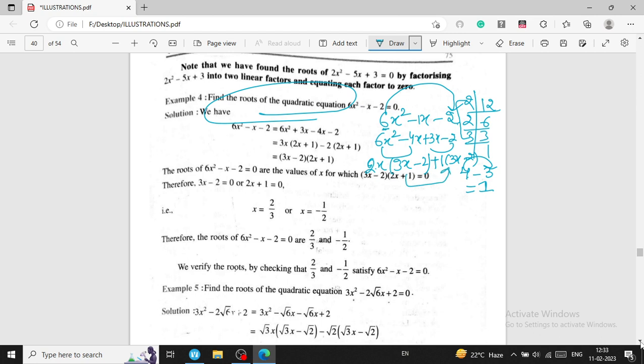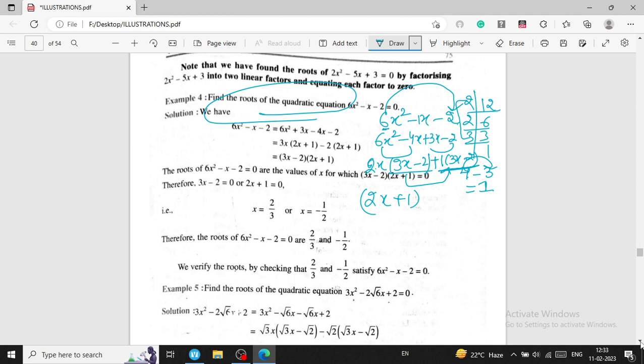If these two brackets are not the same, then you cannot say that your factorization is correct. This is a rule you have to keep in mind: these two brackets should always be the same. Then you can say that your factorization method is correct, and you made the factors correctly.